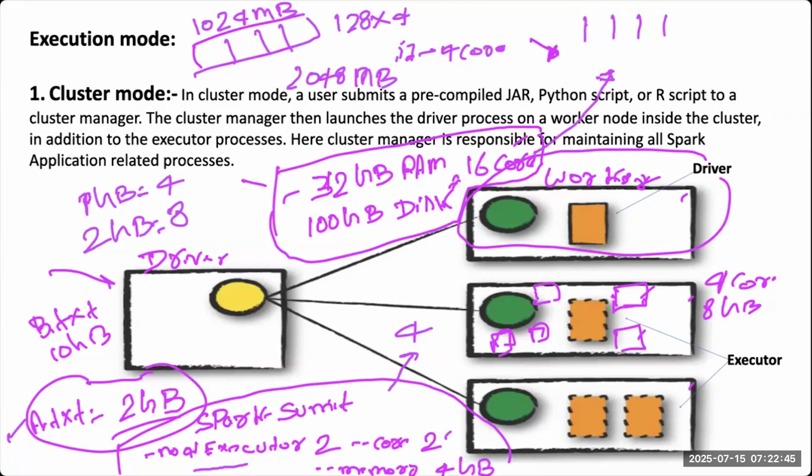The number of tasks will be 8: 1, 2, 3, 4, 5, 6, 7, 8. But you have only 4 cores, right? This means that first these 4 tasks will run in parallel, and once they are completed, the remaining tasks will run.